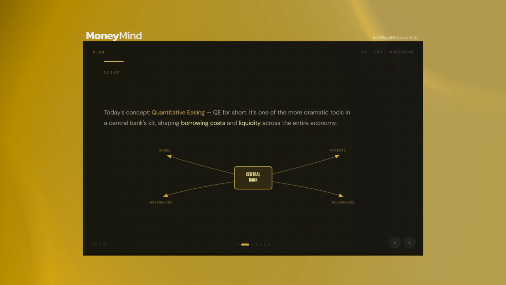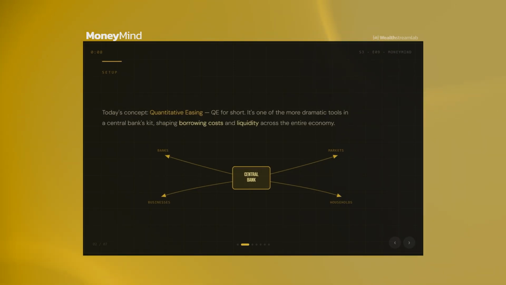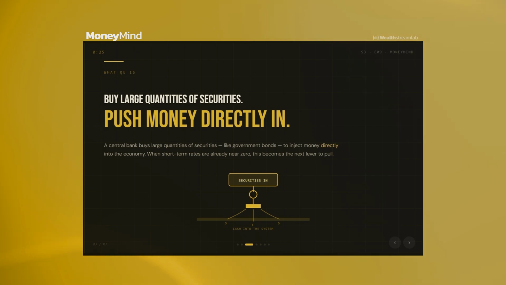Quantitative easing is a monetary policy where a central bank buys large quantities of securities, things like government bonds, to inject money directly into the economy. Think of it like this. Normally, a central bank nudges the economy by adjusting short-term interest rates. But when rates are already near zero, that lever runs out of room. QE is the next tool, a way to keep supporting the economy even after conventional rate cuts are exhausted.